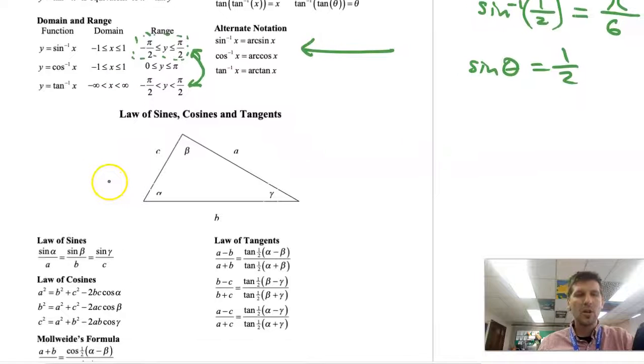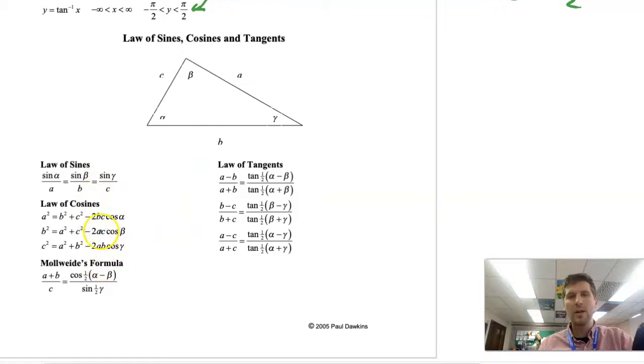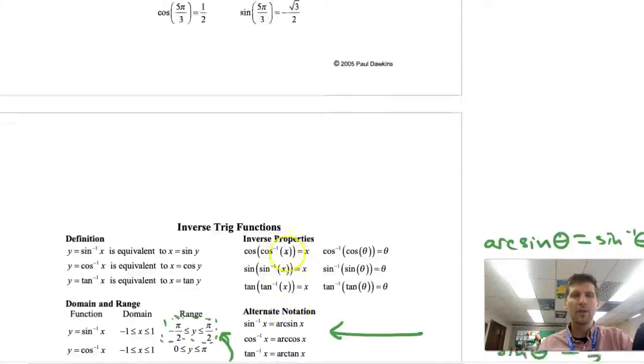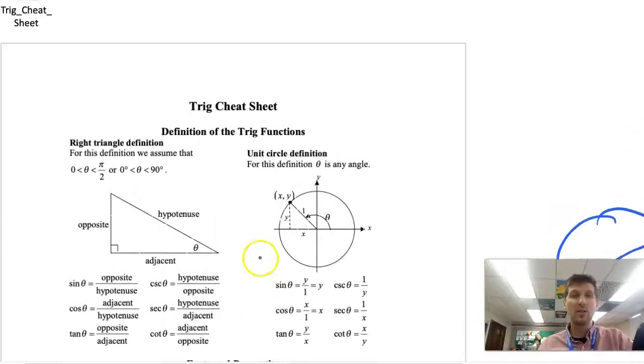So hopefully this was helpful a bit. These laws haven't come up too much with what we've been doing lately, but those are included here. And shout out to Paul Dawkins, who wrote this back in '05, for giving us a nice guide. I'll post this PDF. Hopefully this video is at least a little bit helpful.